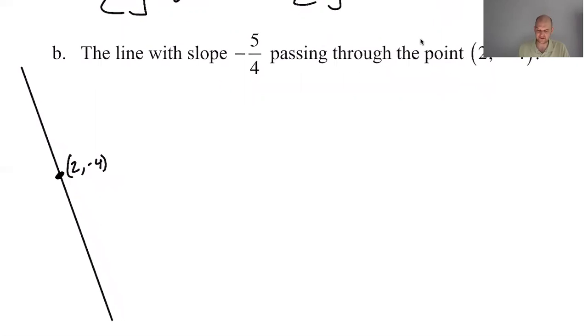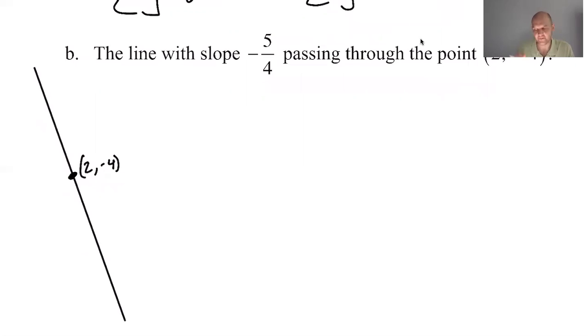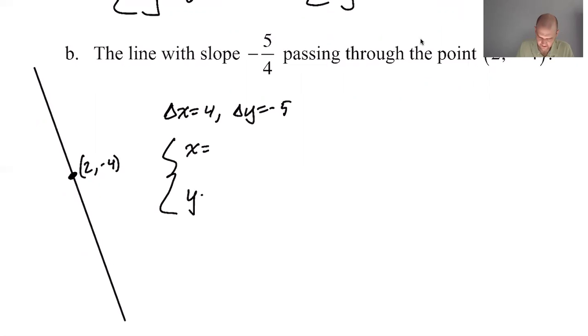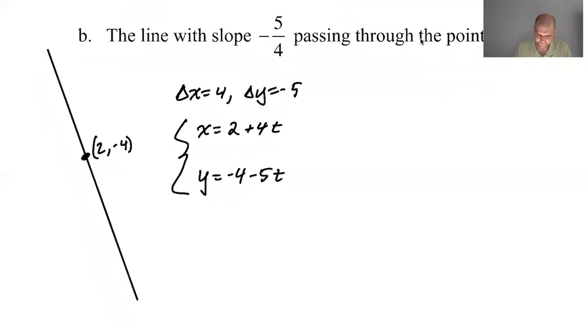What I'm going to do here is basically the same thing, but I'm going to think about it in a slightly different way. I'm going to say initially that delta x is 4, which means delta y would be -5. So my equation is going to be, we anchor it using (2, -4), and then delta x is 4t. And then it's going to be -5t, right? Because delta y over delta x has to be -5/4.